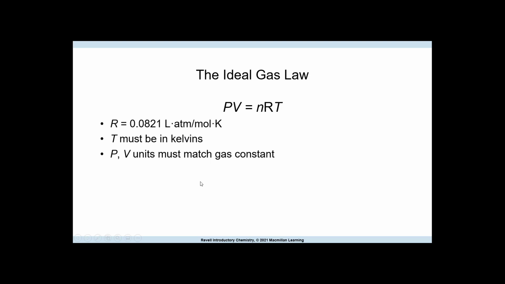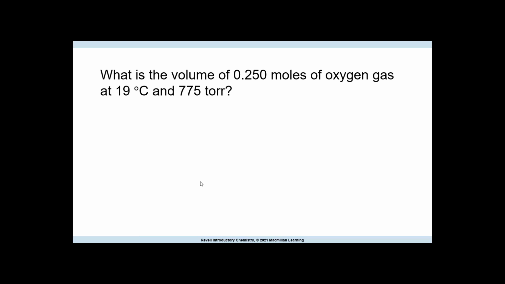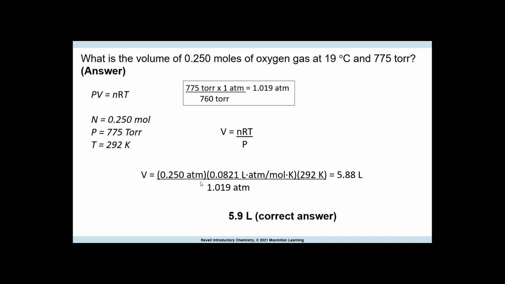So if you do it right, that's a good way to catch that. What is the volume of 0.250 moles of oxygen gas at 19 degrees Celsius and 775 torr? One thing I want to point out here, remember, oxygen gas, it's not showing you the chemical formula. So if you put this as not a diatomic molecule, your answer will be wrong. Remember, oxygen gas, there's two atoms to be considered oxygen gas.